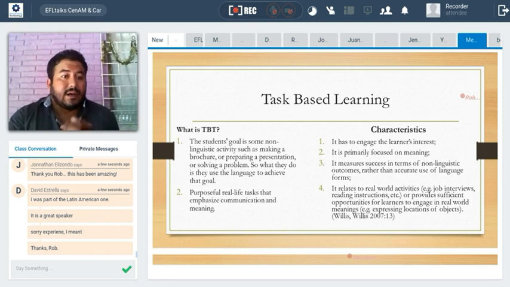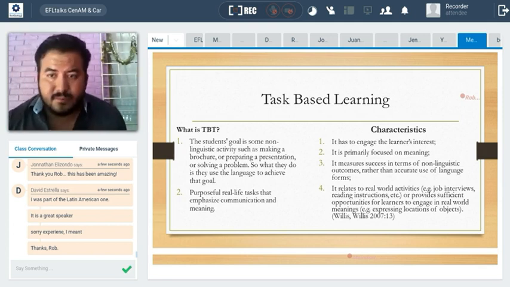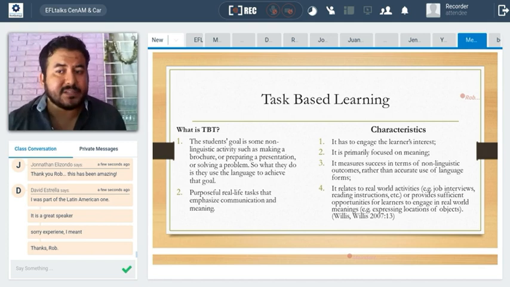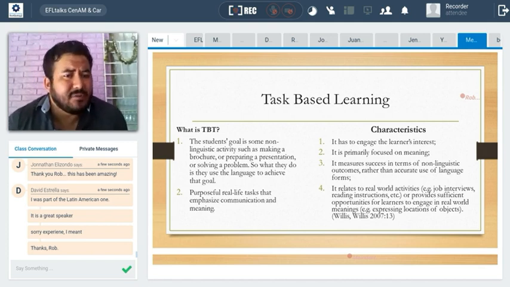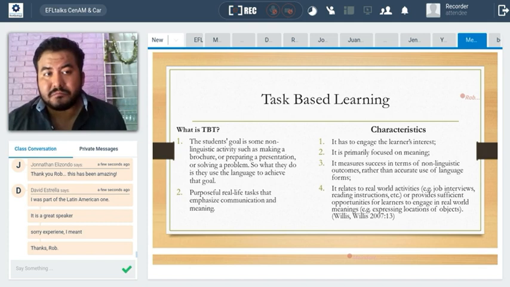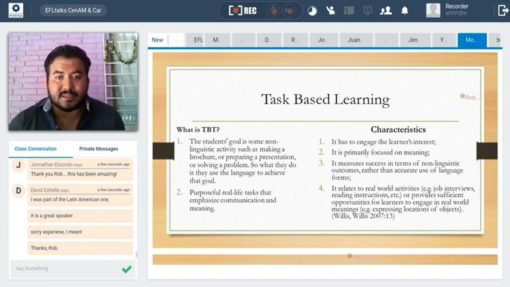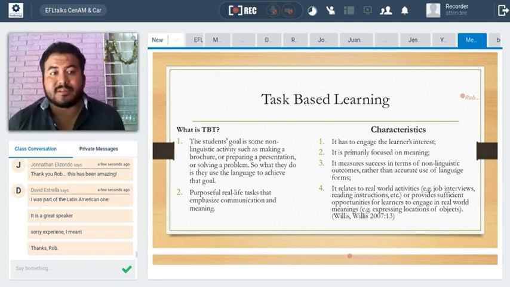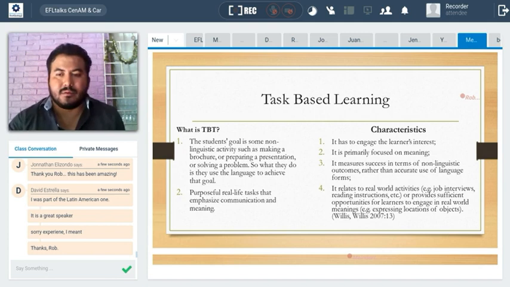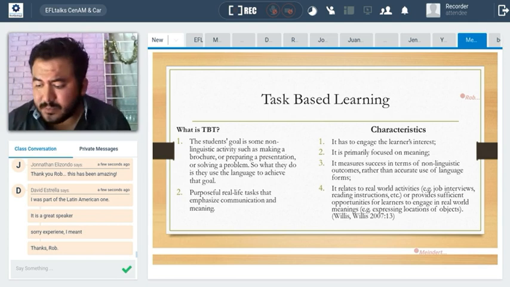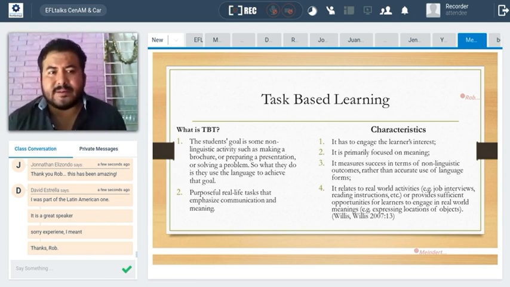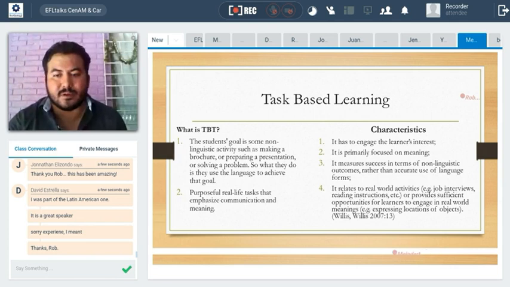Now, as you can see, one of the characteristics is that it has to engage the learner's interest. And how do we do it? By making it real. If we have a real context, a real life situation that students have been exposed to, that will call their attention and activate their schemata. For example, let's say, okay guys, today we're gonna have a job interview. Students will look for the vocabulary and the grammar that is supposed to be used in that context. So the class will become meaningful.